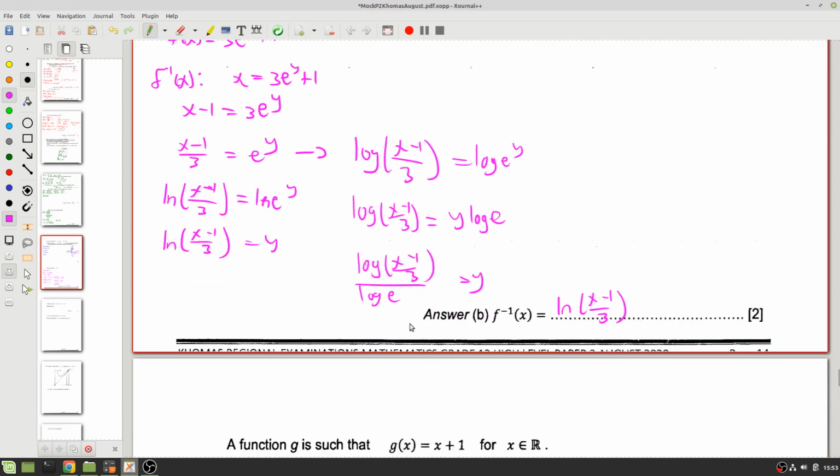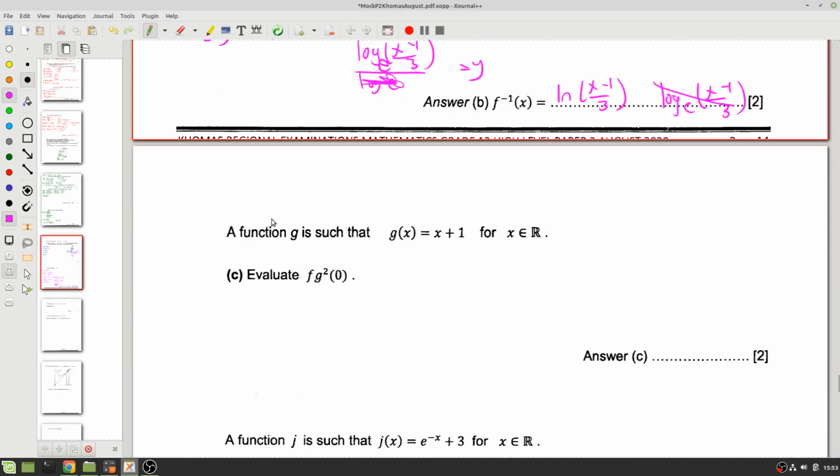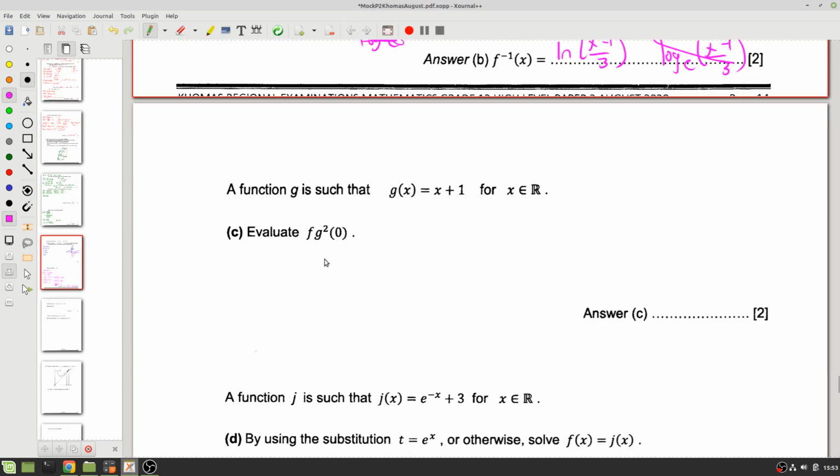So that's also fine. Then we know if we're dividing a log by a log, we can just say this is then the base. So you'd have log base e of x minus 1 over 3, and log base e is just ln. So eventually you would have ln as your final answer anyway. Alright. Function g is such that g of x is x plus 1. Evaluate f of g of 0.